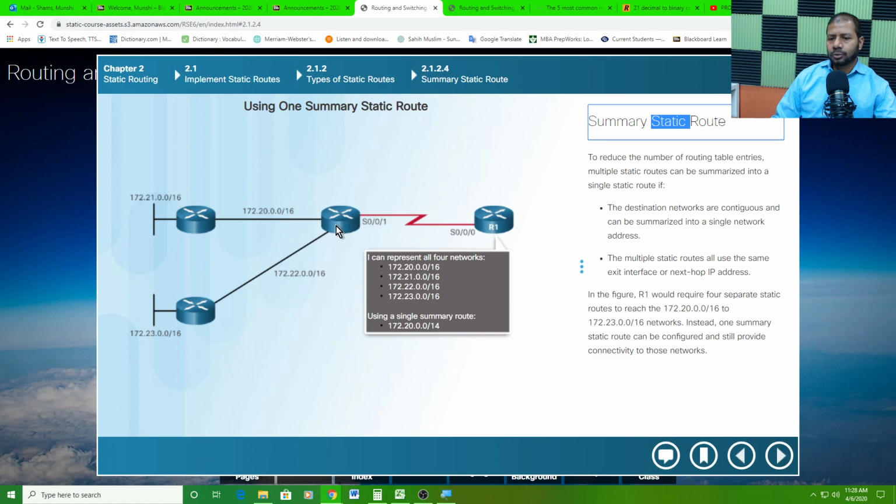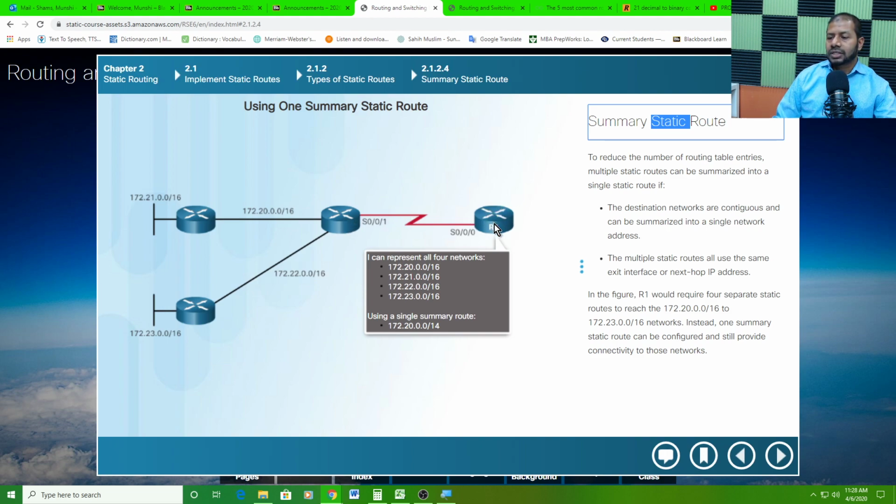This router right here on my left, with the serial interface, has so many other networks: 172.20.0.0, 22.0.0, here is 21.0.0, 23.0.0. All these networks have to go through this router right here. They didn't write a name to it, but this particular router here, if you see my mouse.